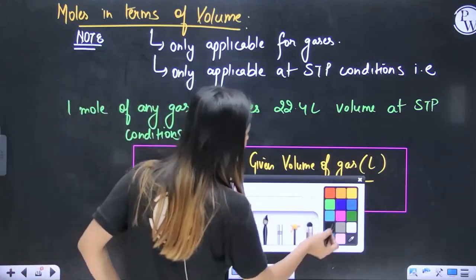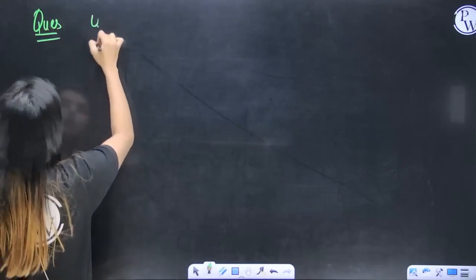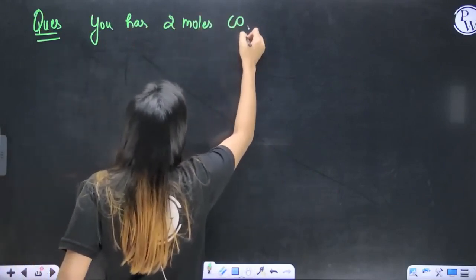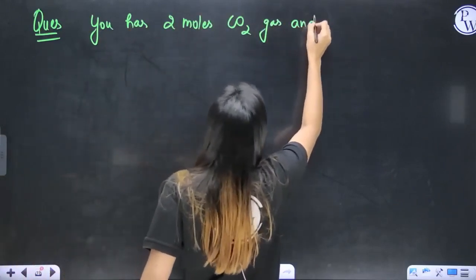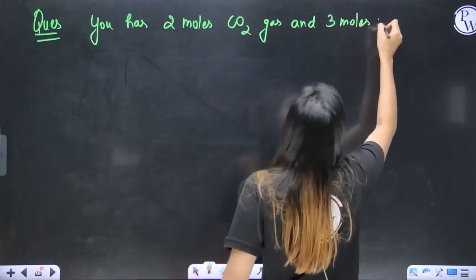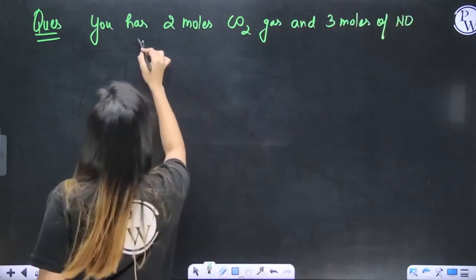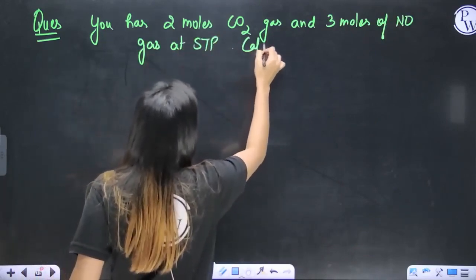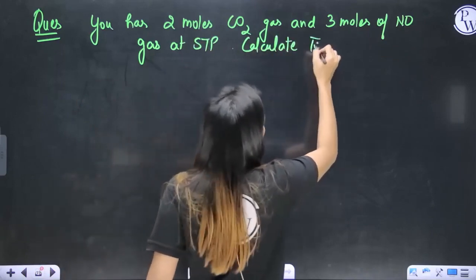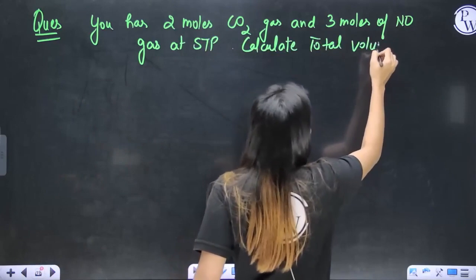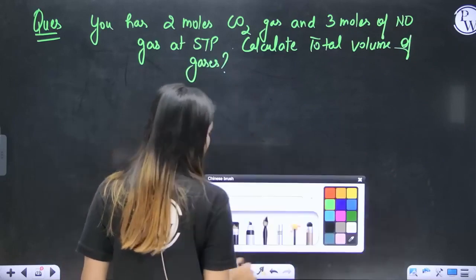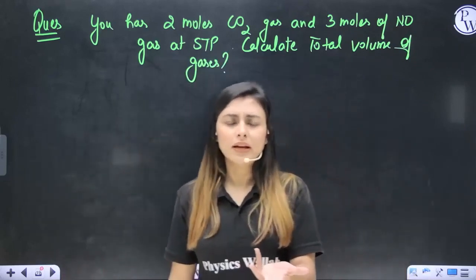Now let's take an example and understand the complete concept. Let us say I tell you that you have 2 moles of CO2 gas and 3 moles of NO gas at STP conditions. Calculate the total volume of gases. Okay, this is the question. Try to do this question yourself and then ma'am will help you out, obviously.